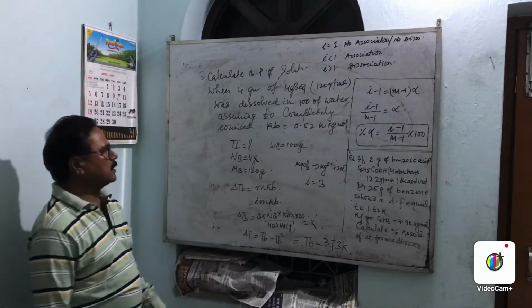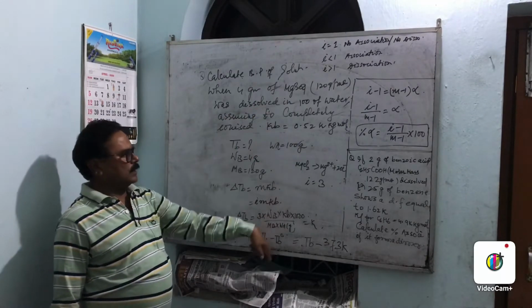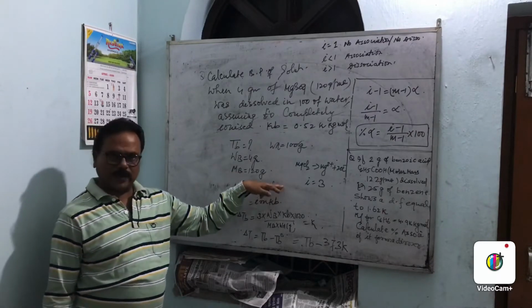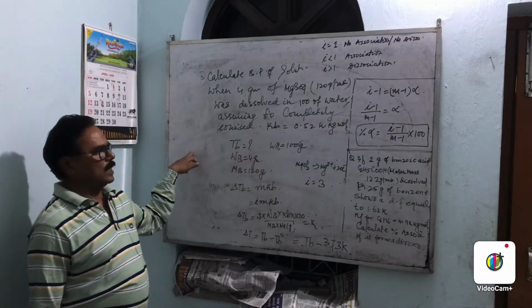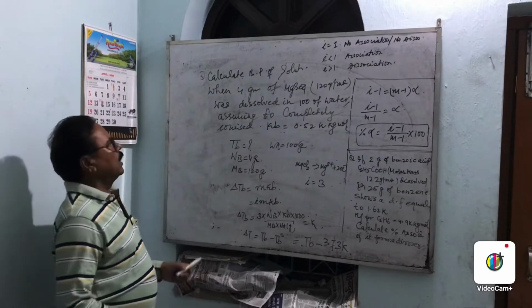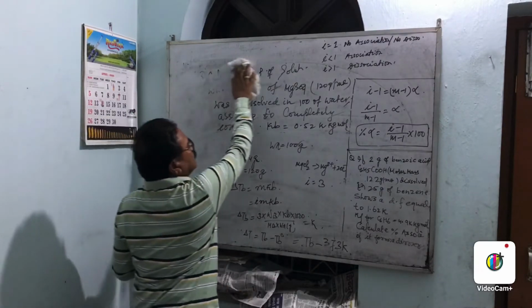So this is the concept to introduce the Van't Hoff factor and how we solve the problem by using this Van't Hoff factor. This is one of the examples. Is it clear? I hope your concept will be cleared by that example.